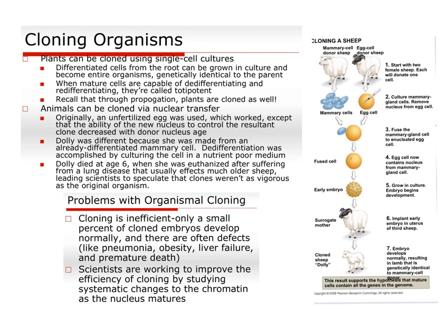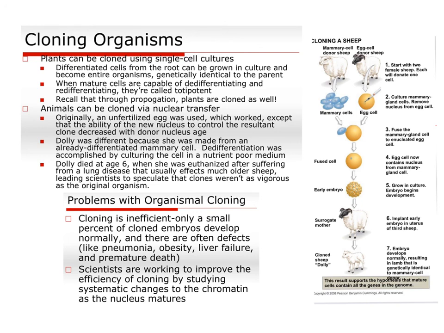So that's how it happened. It was done by a Scottish scientist named Ian Wilmut in the 90s. But there are some issues with organismal cloning. It's inefficient. Only a small percent of cloned embryos can develop normally, and a lot of times there are defects. Dolly herself had to be euthanized at a fairly young age because she suffered from a lung disease that would normally affect a much older sheep.